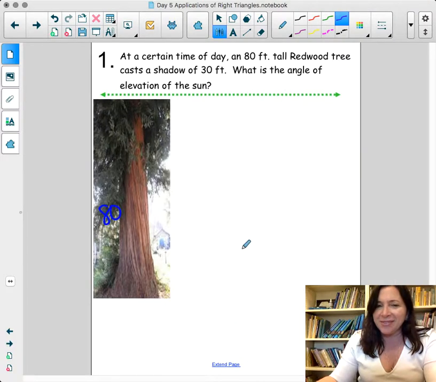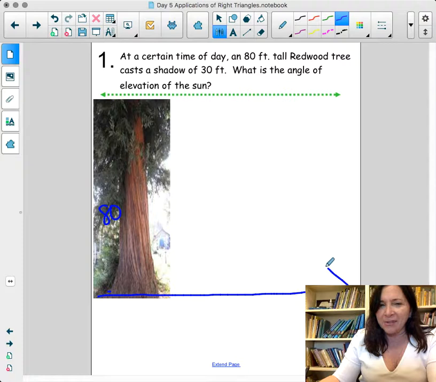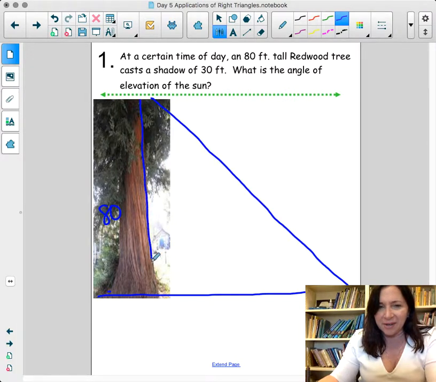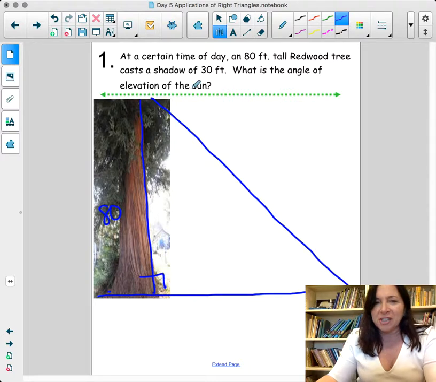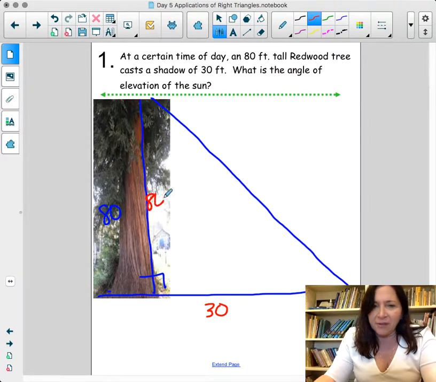Now, this is the part where people get confused. Where do I put my shadow? Keep in mind, here's my big right triangle, and this comes straight down like this. Shadows, everyone, are on the ground, unless you're Peter Pan and you have a shadow on the wall. Shadows are on the ground. So if your shadow is 30 feet, that's going to go like that. It's 80 feet tall, so there's 80.